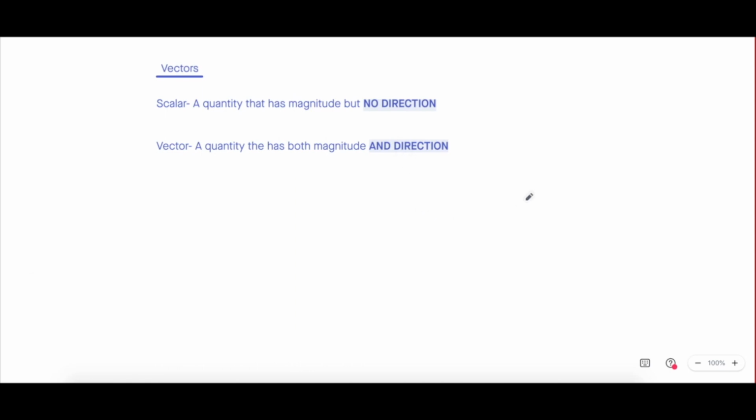Okay, so scalars and vectors. So the difference between them: a scalar is a quantity, so something you measure that has a magnitude but no direction, whereas a vector has both magnitude and direction. An example of a scalar would be something like distance. You could also put speed. You could also put temperature.